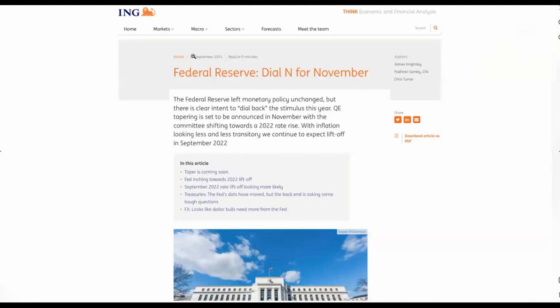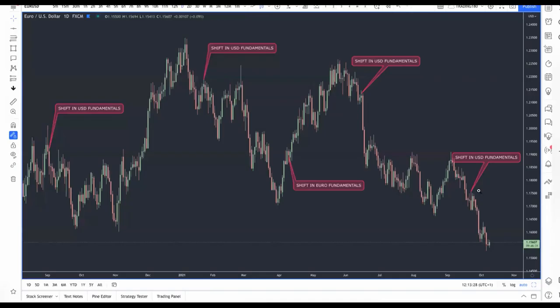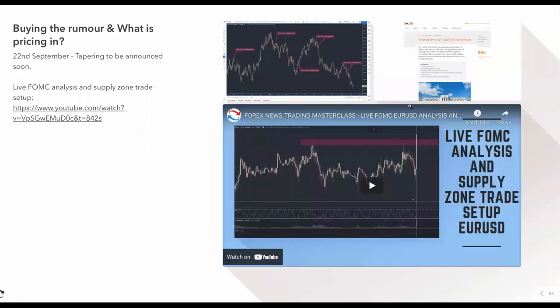What we had on the 22nd of September was the Federal Reserve left monetary policy unchanged, but there was a clear intent to dial back stimulus this year, which is positive. QE tapering is set to be announced in November, with the committee shifting towards a 2022 rate rise. So again, from the 22nd, what do we see? More selling off. The data was still supporting the fundamental narrative.